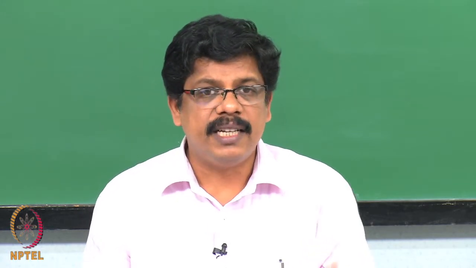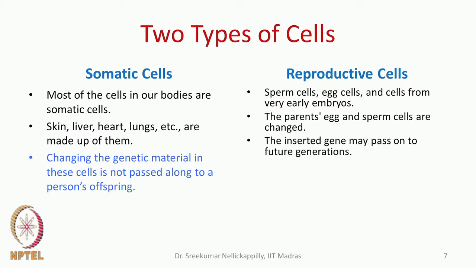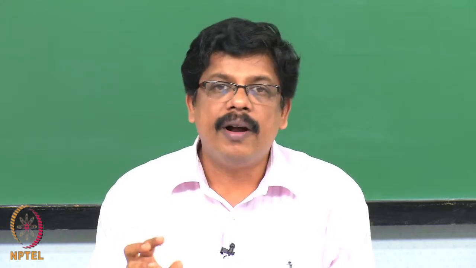But on the other hand, reproductive cells are sperm cells, egg cells, and cells from very early embryos. So, the parent's egg and sperm cells are changed, and the inserted gene may pass on to the future generation. So, whatever modifications, therapeutic interventions we are trying to do here will have an impact on future generations as well. That is what makes germline therapies, or reproductive cell therapy, a little bit more crucial and more prone to ethical issues or violations.